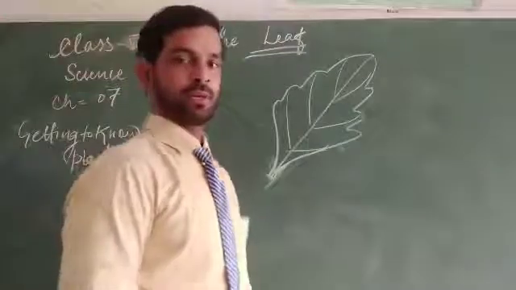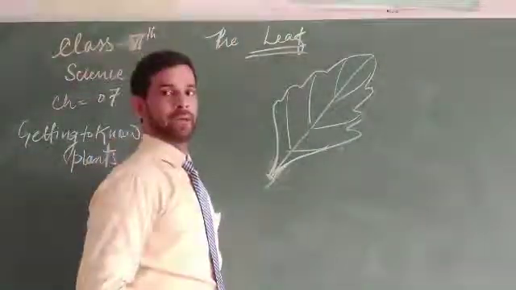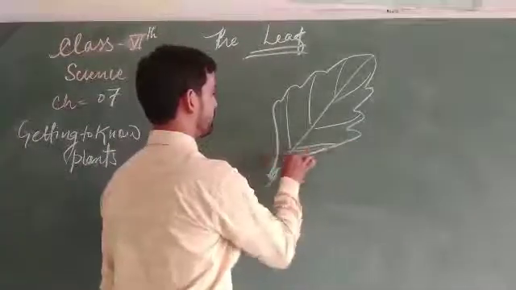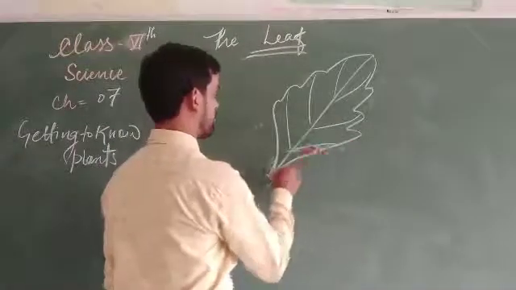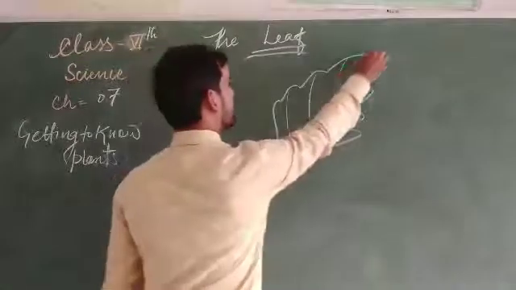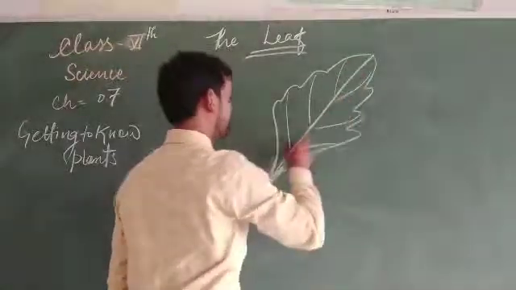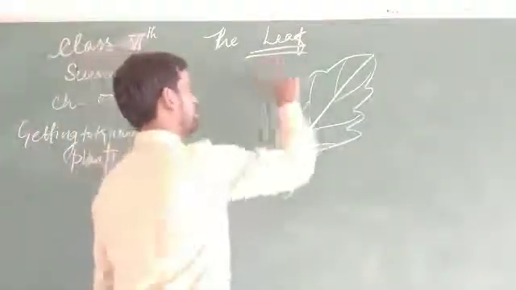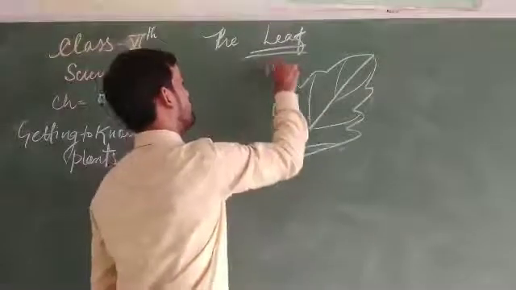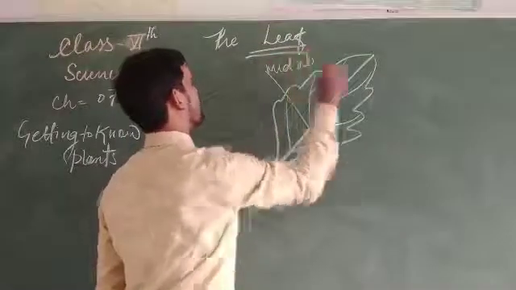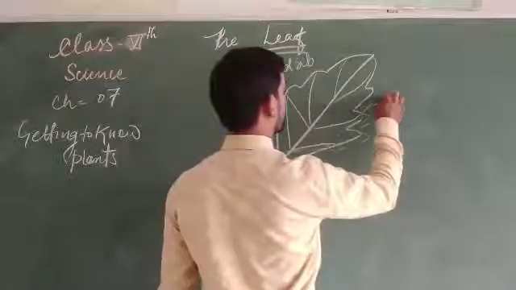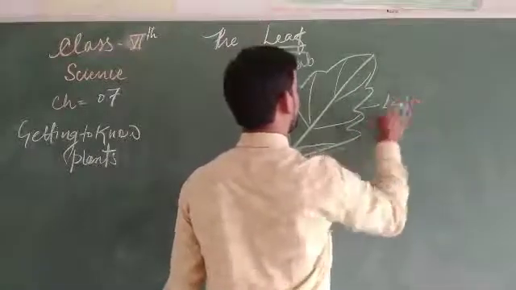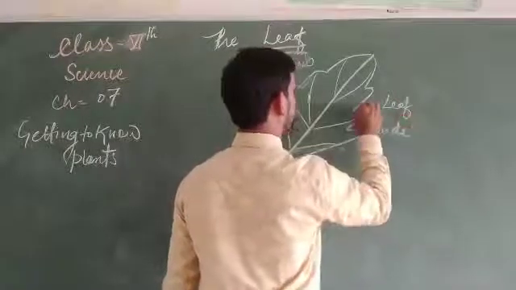So here you can see the leaf and the parts of a leaf. What are these actually? I want to tell you. This one is the middle portion of the leaf that holds it together, and it is an important part. That one is called the midrib. And this one is called the leaf margin or leaf blade.